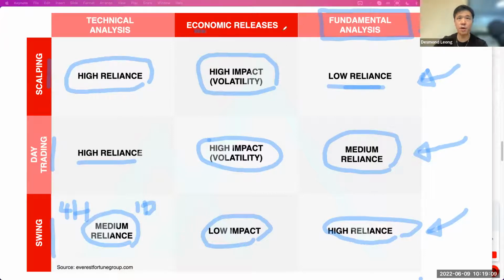Instead, you should be focusing more on the economic news releases, the big economic news release events, because that kind of volatility can really affect your trades. You might be in the right direction, but because of the crazy volatility, it kind of wicks you out, right? These are important things to consider when it comes to how much you should apply fundamental analysis into your trading. Now, let me move on to the next slide.